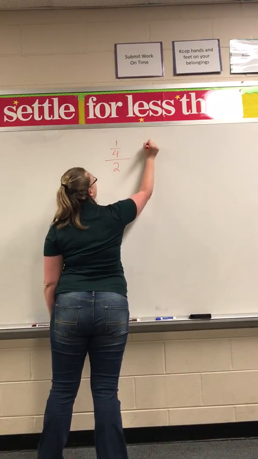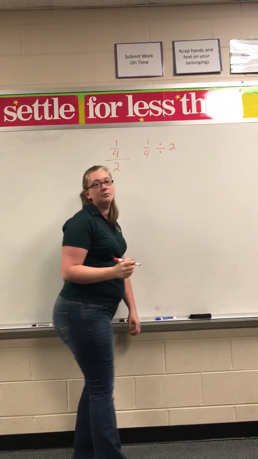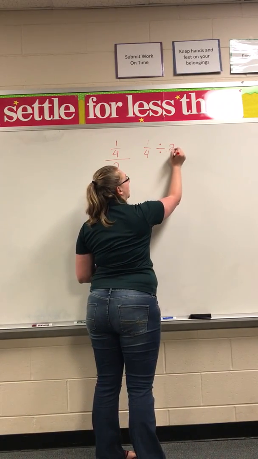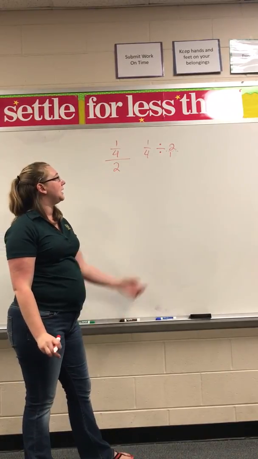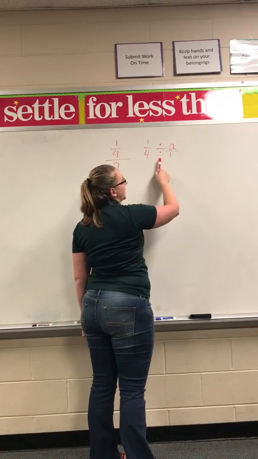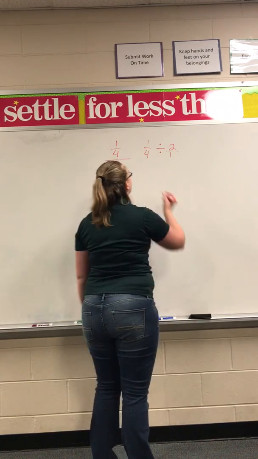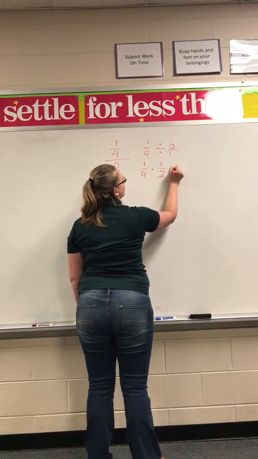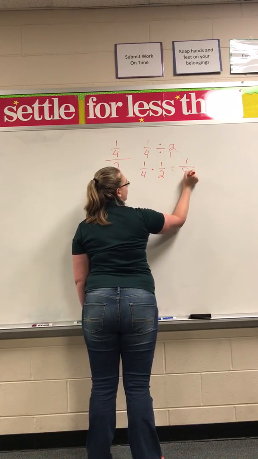So let's rewrite it like that. 1/4 divided by 2. But we can't solve this as it's written. We have to turn it into a fraction where that whole 2 has a denominator of 1. Now I know how to do this, don't I? We keep the first, change the division to multiplication. We take the reciprocal of 2 over 1, which is 1/2. 1/4 times 1/2. 1 times 1 is 1. 4 times 2 is 8.